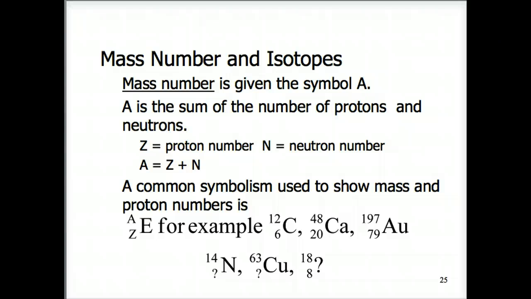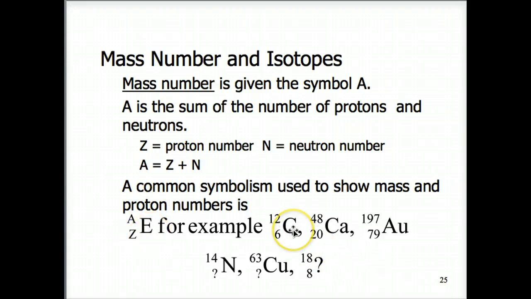In addition to the atomic number, there is also a mass number. The mass number is A, and it is the sum of the number of protons and neutrons in the atom. So Z is the number of protons, N is the number of neutrons, and so mass number A is the number of protons plus the number of neutrons. We write these very common symbols: A at the top for the mass, Z at the bottom for the number of protons, and E for the element symbol.